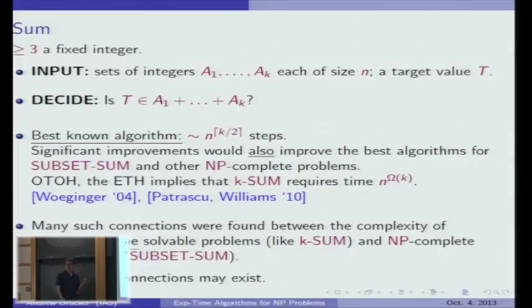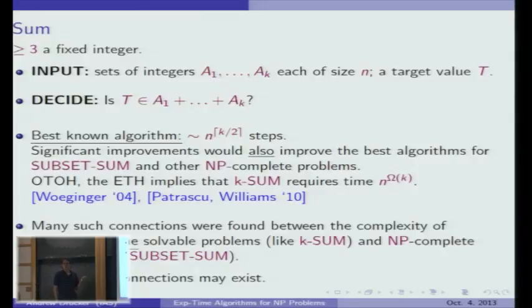And we now have many such connections between various concrete problems like k-sum and NP complete problems like subset sum. Here you can think of k-sum as being like subset sum's baby brother, although the exact connection between their complexities is not fully understood. And I think there may exist other and hopefully deeper connections of this kind.